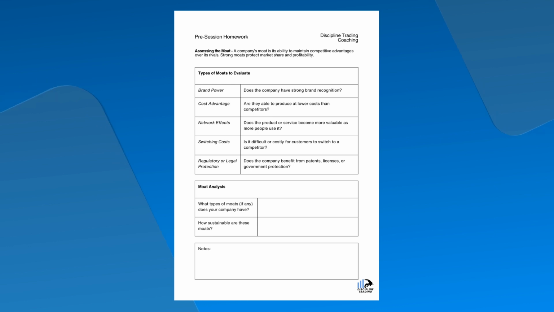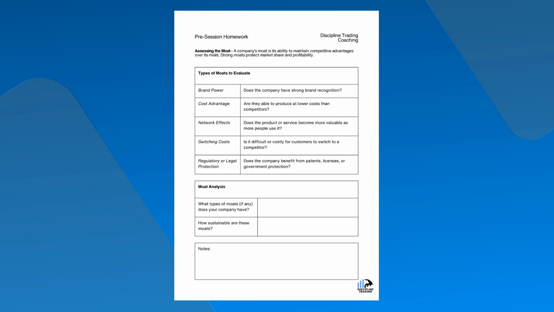On page 4, it's time to assess the moat. As mentioned, a company's moat is its ability to maintain competitive advantages over its rivals. Strong moats protect market share and profitability. It goes through the 5 different types of moats: brand power, cost advantage, network effects, switching costs, regulatory and legal protection. And there are a couple of questions for you to think about as you're doing this assessment of the moat for your company.